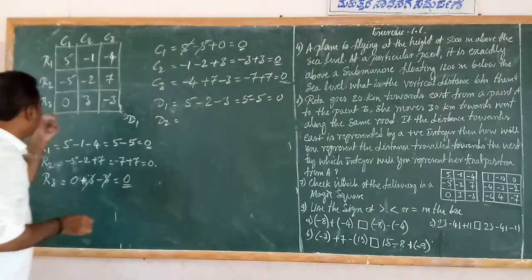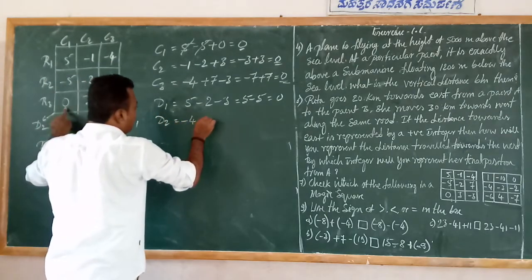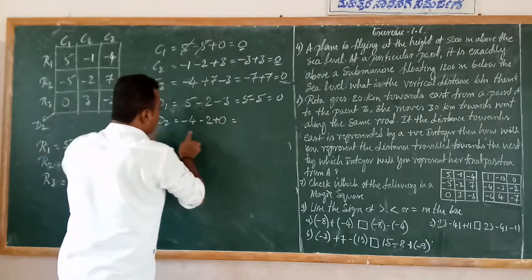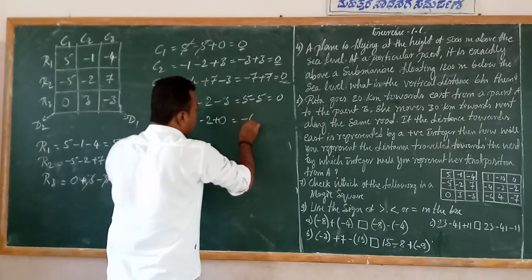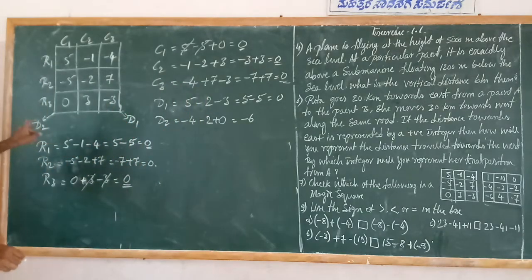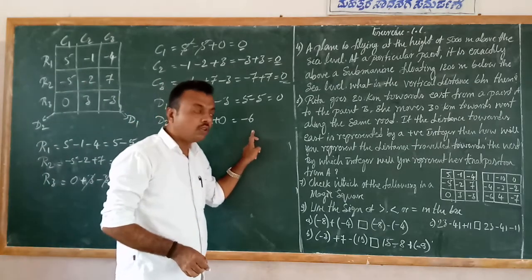So D2, what is the D2? See here, minus 4 minus 2 and 0. Minus 4 minus 2 becomes minus 6. So plus 0, again minus 6. Here in the second diagonal, it is not equal to 0.